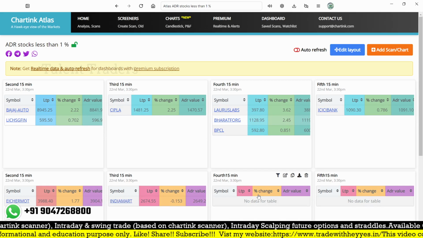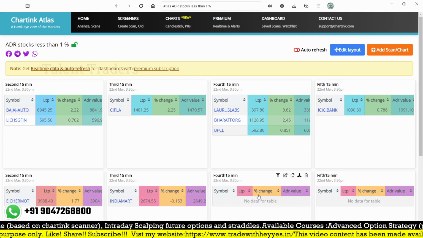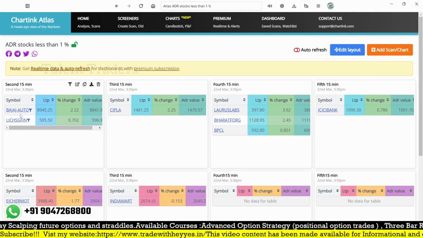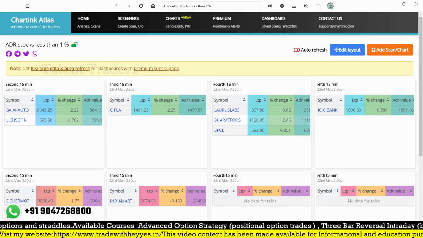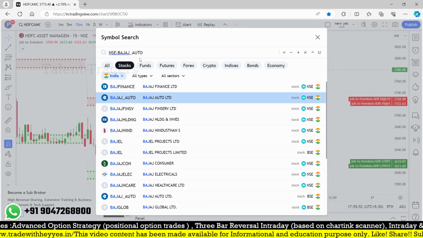And one more important thing, whether it is making a target or making a stop loss, this particular indicator never repaints. There are two stocks, Bajaj Auto and LIC Housing Finance yesterday, because the market also looked good. And how we created it.